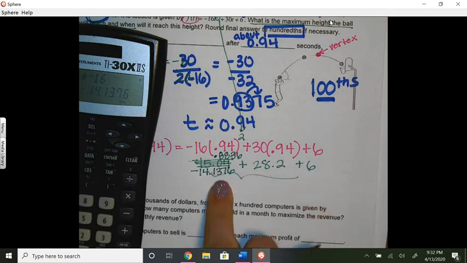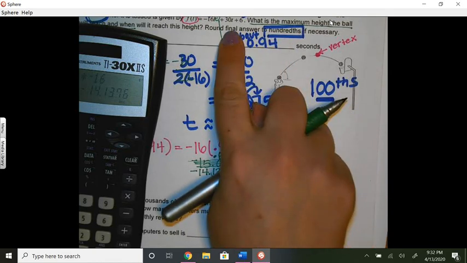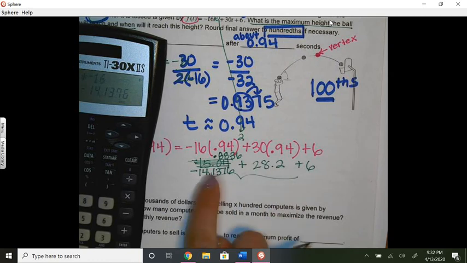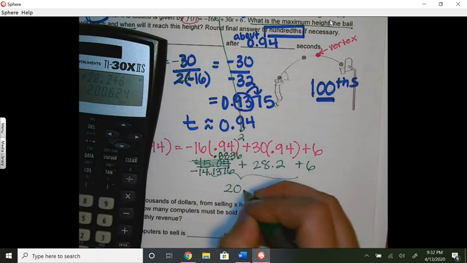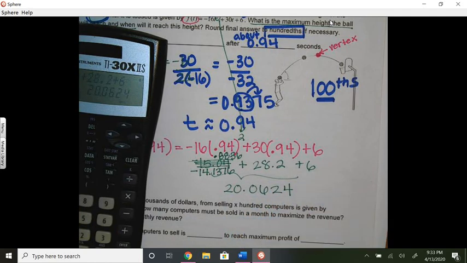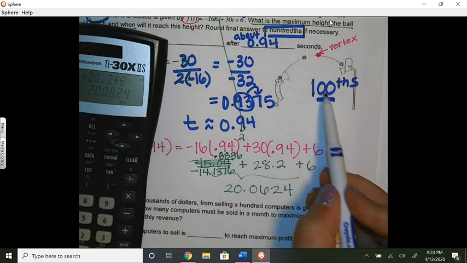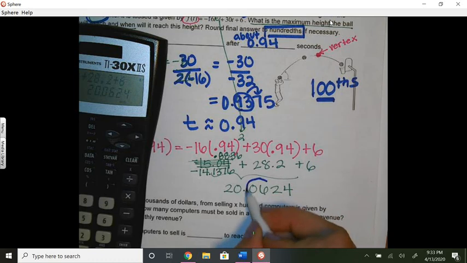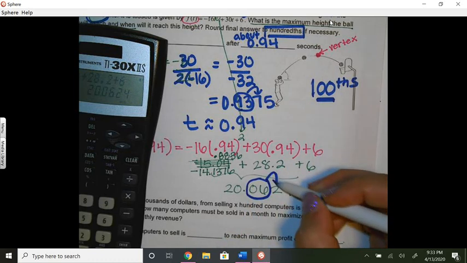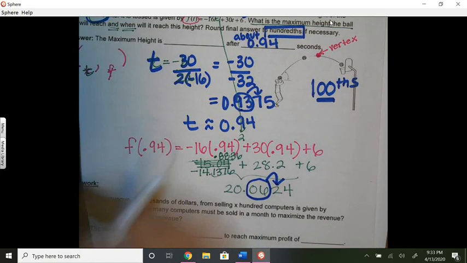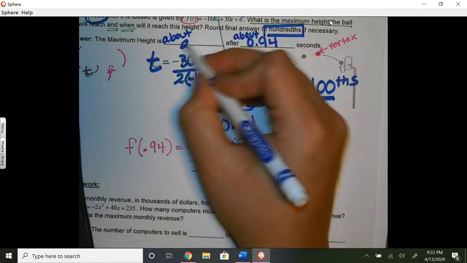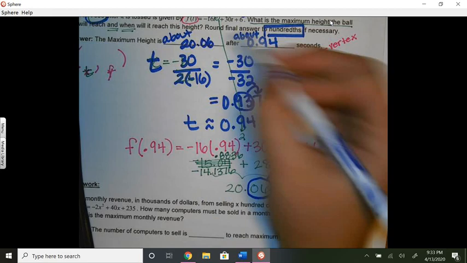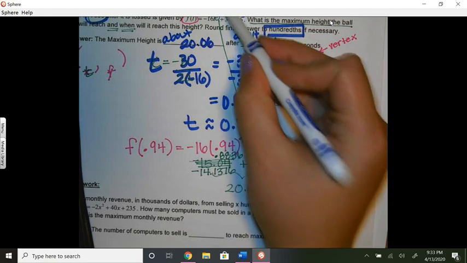So it does say round to the hundredths, but it says final answers. So we're not rounding here until the very end. So then we're going to combine all of this together, and we get 20.0624. So again, it says to round final answers to the hundredths. So that's two numbers after the decimal I have to circle, and I look to the third number. It is not 5 or higher. So I put the maximum height is about 20.06, and it's measured in feet. So feet.